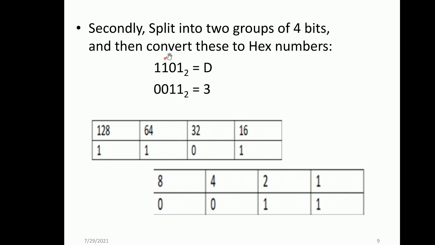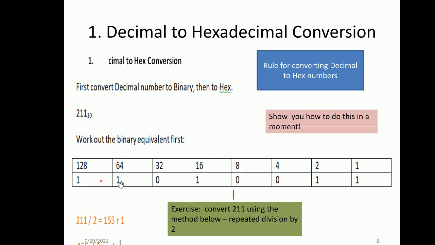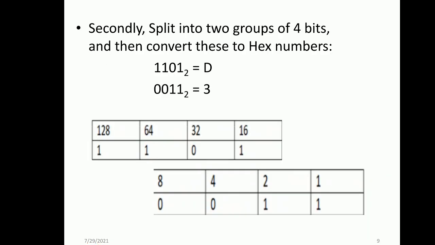And what I can then do is to convert this binary number into two groups of 4 bits. So here's the first 4 bits. This is the second 4 bits. So I'm just doing a splitting operation. I'm converting the binary equivalent of that decimal number into 2 groups of 4 bits. Here's the first. There's the second.